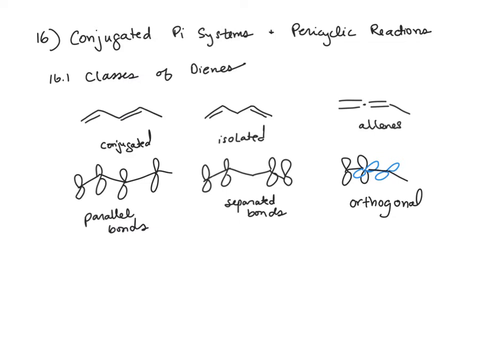Today we're going to discuss the structure and reactions of conjugated pi systems. This chapter focuses on conjugated pi systems and pericyclic reactions, but we won't get to pericyclic reactions until the next video. First, we are going to focus on classes of dienes and appreciate whether they have electronic systems that interact with each other or not.